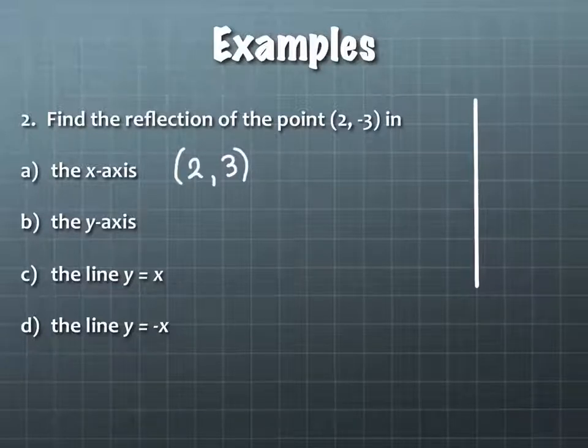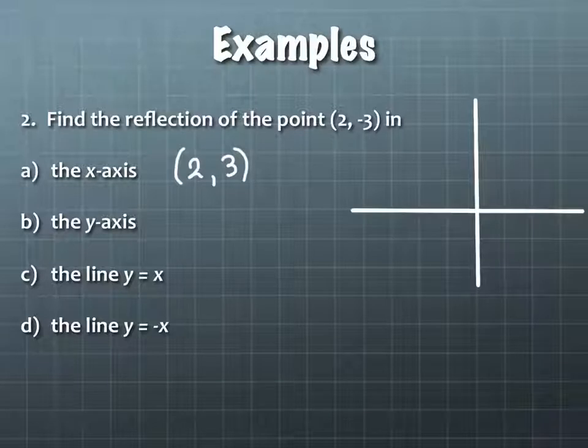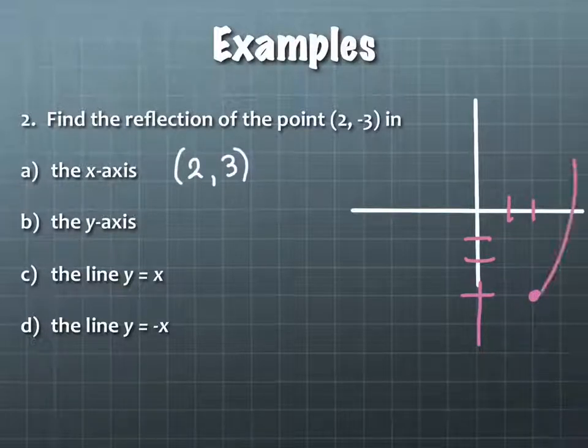So let me actually draw a picture in, because the grid is actually on my screen already, which is kind of nice. So I have (2, -3). Actually, I just did that wrong. Sorry. (2, -3). So this is my point. If I reflect it over the x-axis, it would reflect up to here. Okay, so (2, 3), that makes sense.